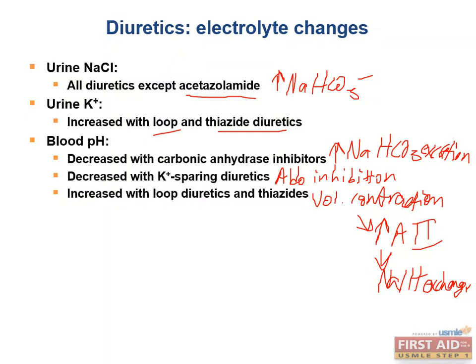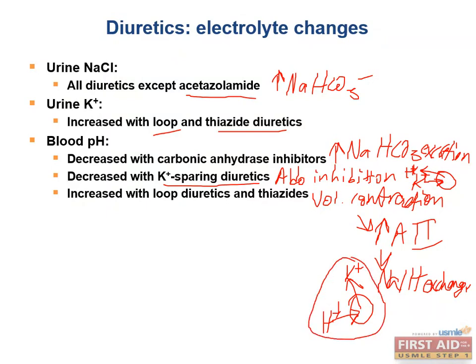The decrease in potassium in the blood will lead to potassium exiting the cells. And so as potassium exits the cells, hydrogen ions will enter the cells. Just like we saw with the potassium-sparing diuretics, where when potassium entered the cells, hydrogen ions exited the cells. So here, with loop diuretics and thiazides, we're getting the opposite effect. And with hydrogen ions entering the cells, we're getting a more basic pH.